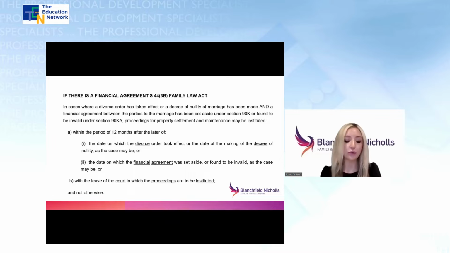In those cases, the parties can apply for property settlement and maintenance proceedings within the period of 12 months after the later of the date on which the divorce order took effect, or the making of the decree of nullity, as the case may be, or the date on which the financial agreement was set aside or found to be invalid, or otherwise with leave of the court.